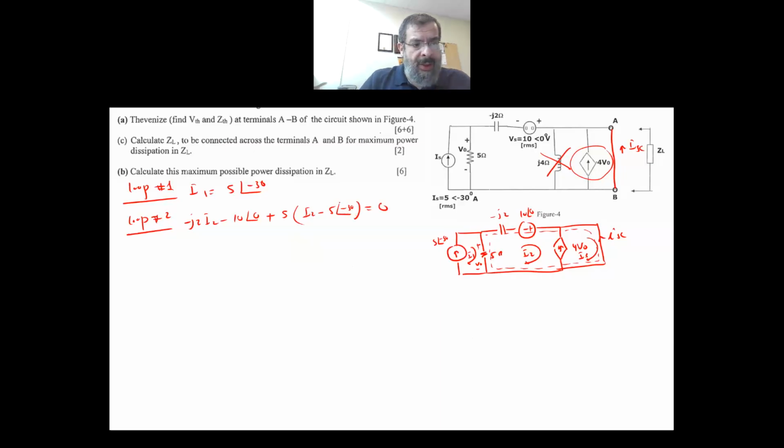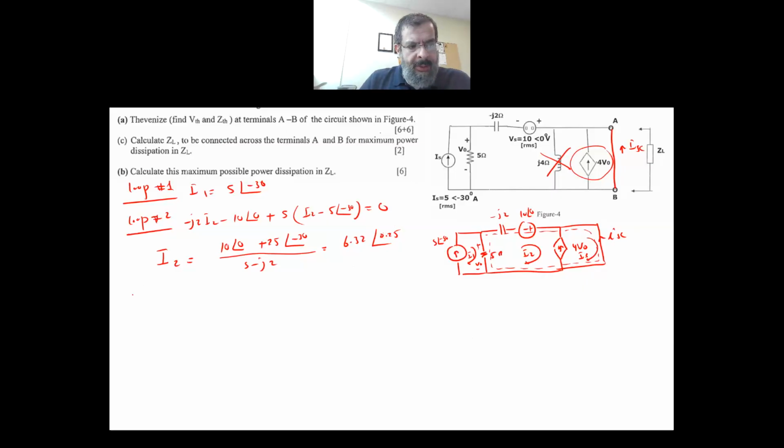Okay, so this is basically one equation, one unknown. So your I2 is equal to (10 angle of 0 plus 25 angle of minus 30) divided by (5 minus J2). And this will give me 6.32 angle of 0.25. Now we need to find I3.